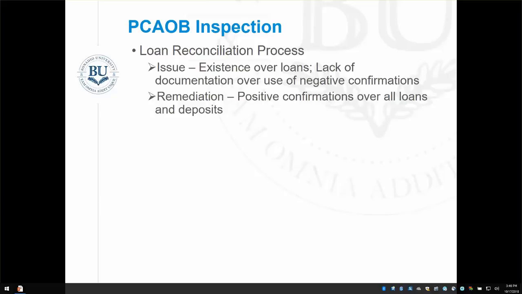This will obviously mitigate the negative confirmations from an existence perspective, because when we send positive confirmations, the expectation is we're going to get that confirmation back, whereas under negative, you send them out and you don't look to get any of them back. So we would expect to gain additional comfort over the existence, because there would be a reply received back.